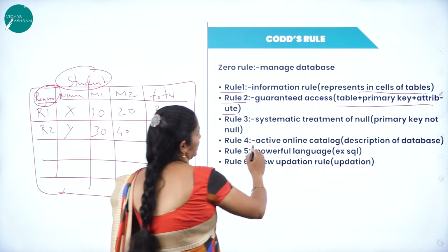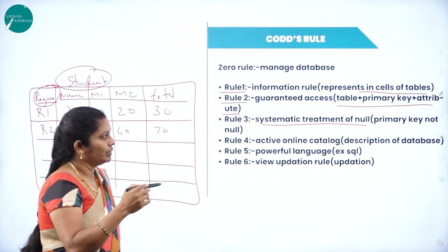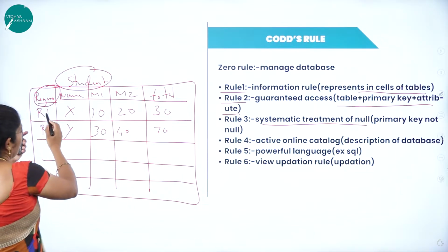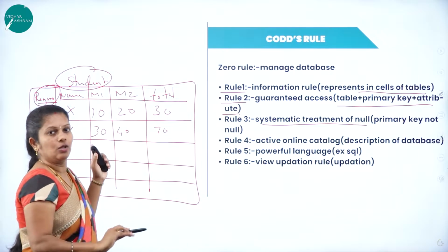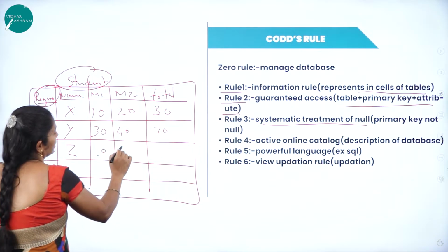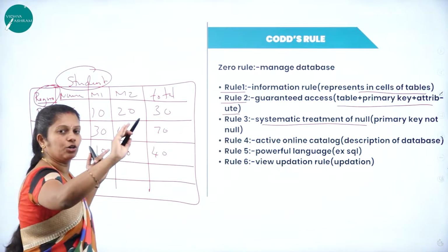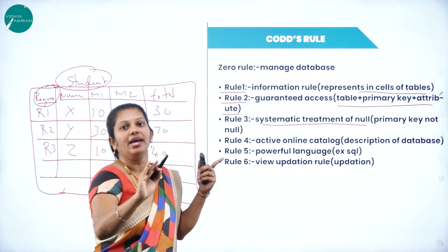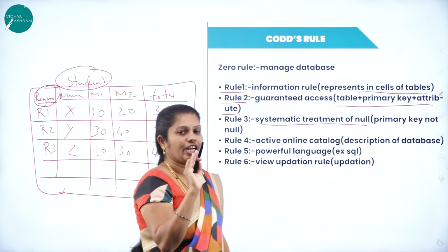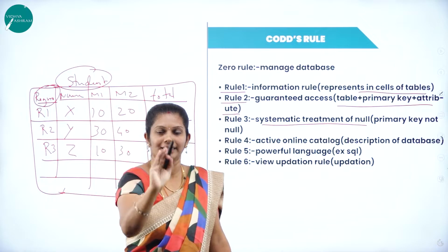Whereas rule 3 says systematic treatment of null. Systematic treatment of null means the primary key cannot be a null value. While entering the values, the primary key cannot be null. Must and should, we have to enter some values there. Here is R1, here is R2, then here is R3, X, Y, Z, marks 10, 30, totally 40, for example. It means that the primary key cannot be null. We are not supposed to leave it empty. It is compulsory that we enter the value. That is the rule 3 statement, systematic treatment of null. The primary key cannot be null here. It must contain some values.